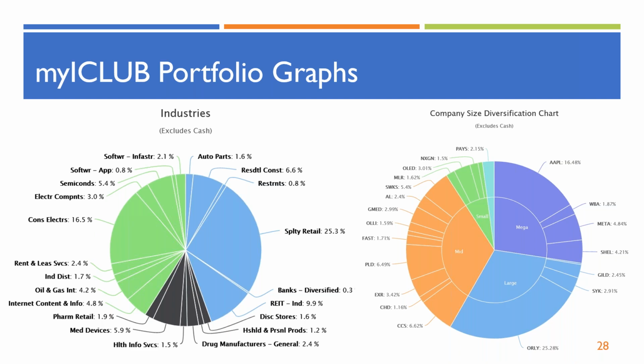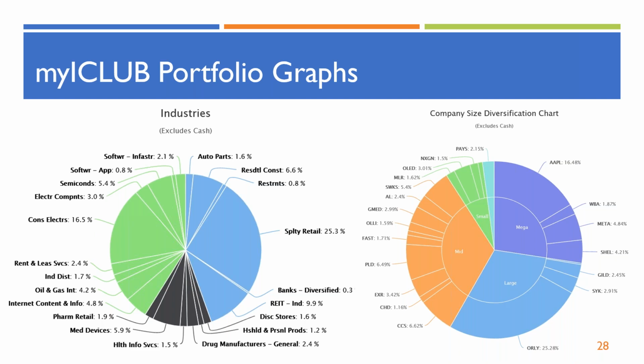On the right side is the company size diversification graph. So you can see the individual companies that make up this particular portfolio. The purple is the mega-sized companies, the very largest companies. The light blue is large, the orange is mid-sized, the green is small, and the very light blue, turquoisey color is the micro-sized companies.